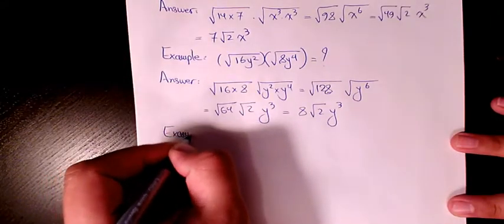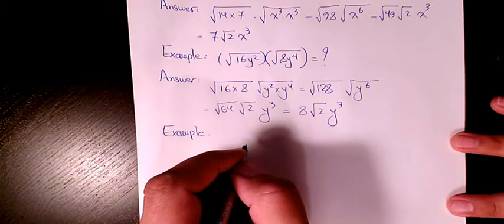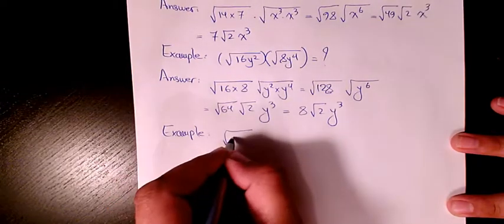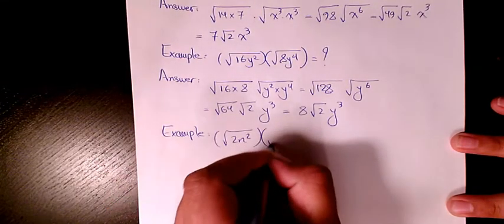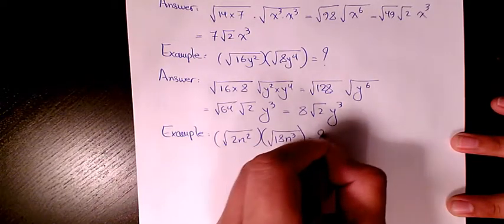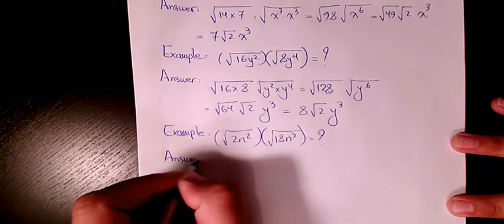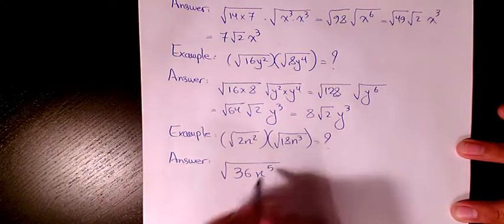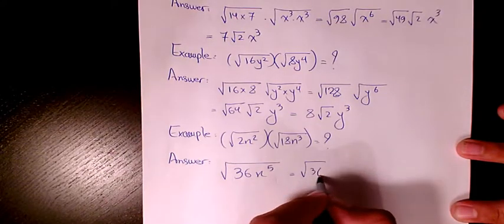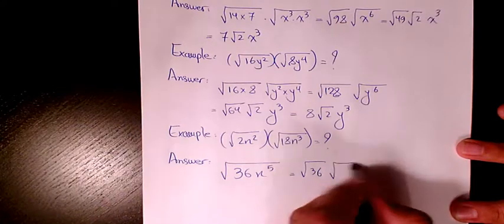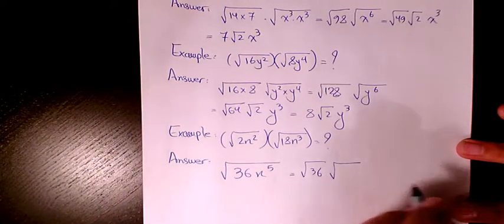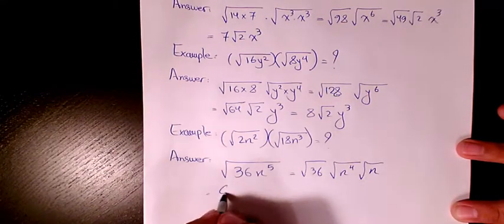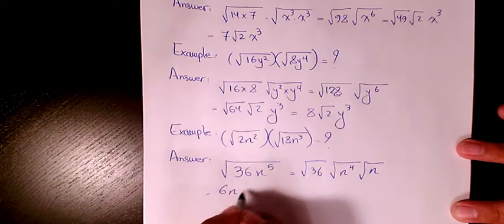Next example. We have root 2n squared times root 18n cubed. The answer will be 2 times 18, 36, n squared times n cubed, n to the power of 5. So square root of 36 and n to the power of 5, I need to take something even out of it. So it's going to be something like that. Then square root of 36 is 6. Square root of n to the power of 4 is n squared, times root n.